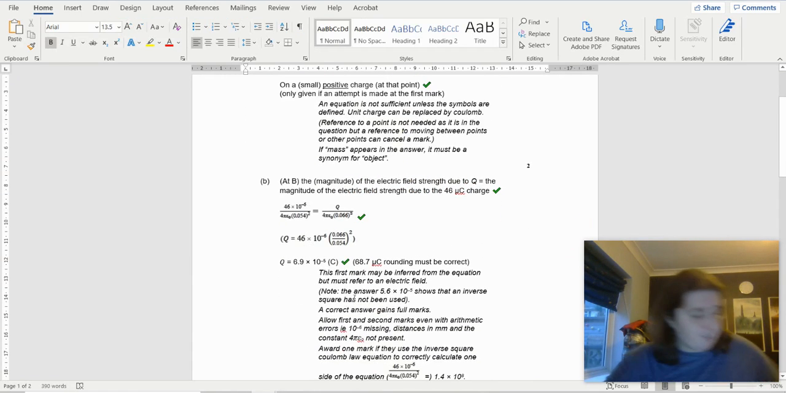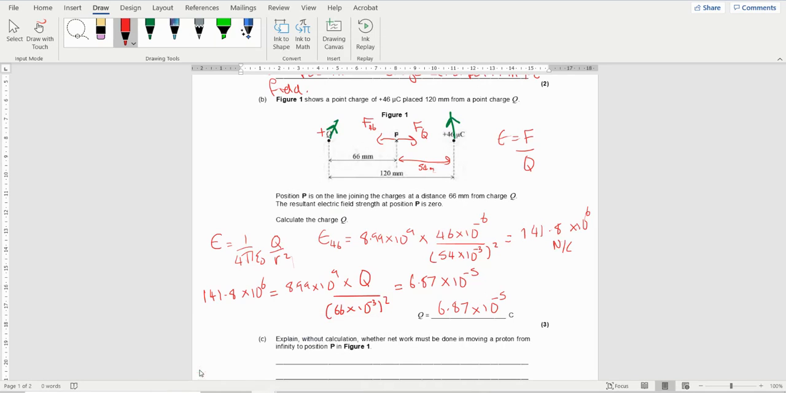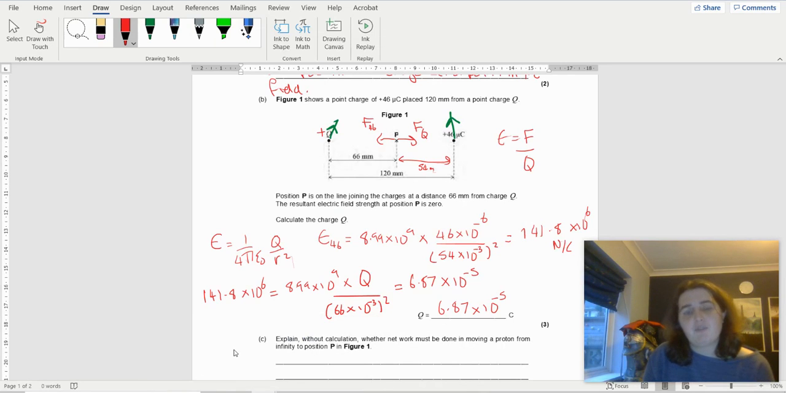So this has got 6.9. I've got 6.87. There you go. Rounding must be correct. So it doesn't say about significant figures, so they will allow me to have that there. So 6.87 times 10 to the minus 5. It makes sense. It's a bigger charge than this one here, and it's further away, which means that its field is much stronger in general.